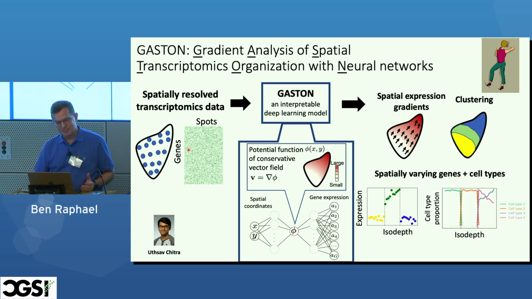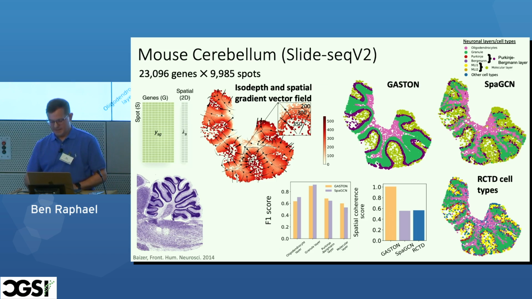So, the idea, again, spatial transcriptomics data. We just throw it into this neural net, but because of the way we set up the neural net, we have this interpretable coordinate, right? So this is interpretable deep learning we're doing for those that are keeping track of this stuff. And we get these expression gradients. We can find these, it says clustering, but really the layers come directly out of the method. And then we can look at expression as a function of now this isodepth, which is much more general than what I was showing you before. And we can look at changes in gene expression. We can look at changes in cell type proportion. All right, so let me show you some examples.